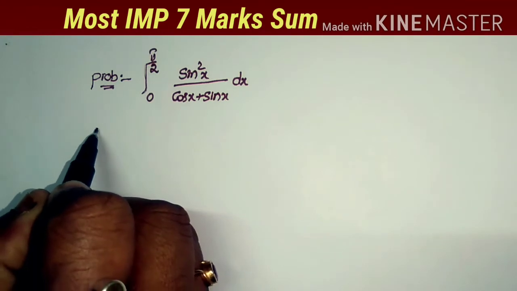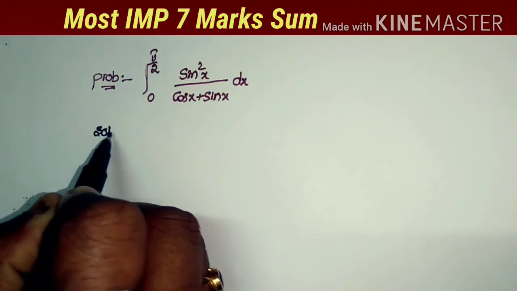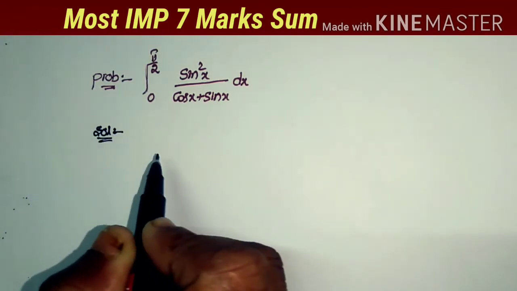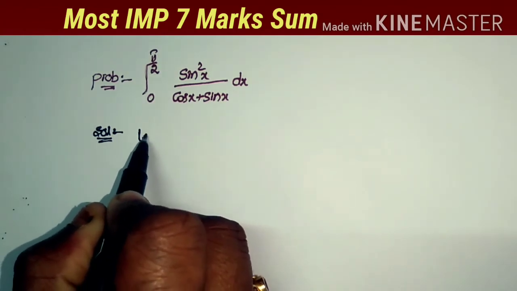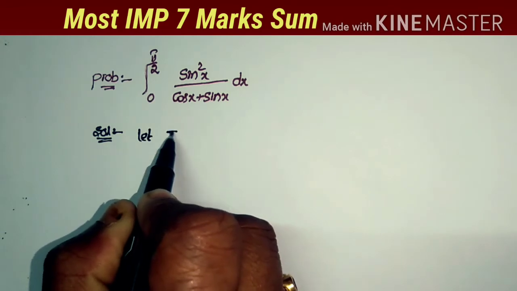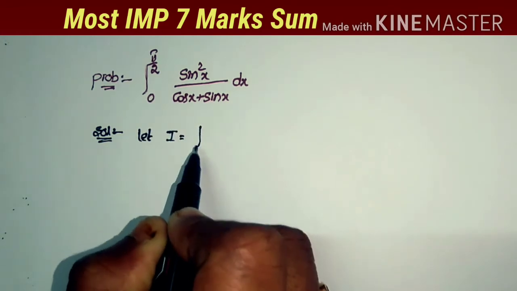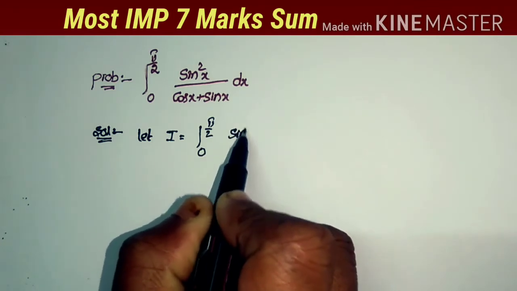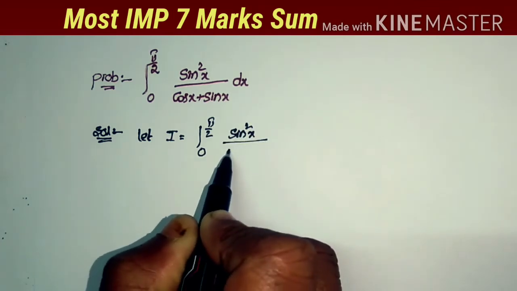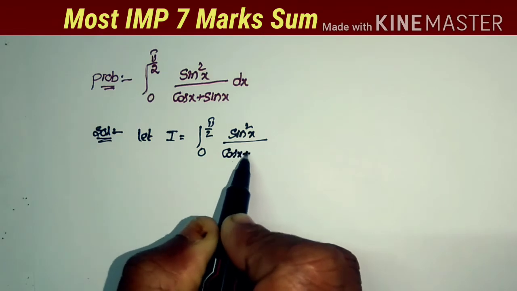First problem: integral 0 to pi by 2 of sin square x by (cos x plus sin x). The most important essay question. So first we take that the given problem is equal to I. That is, let I equal integral 0 to pi by 2 of sin square x by (sin x plus cos x) dx.